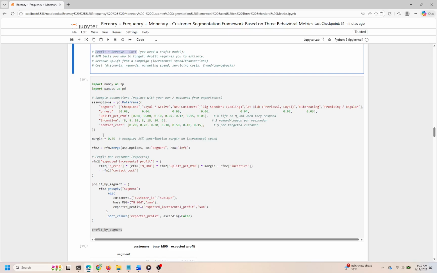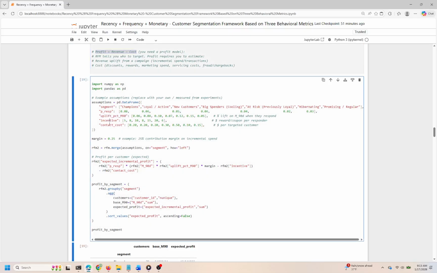Cell 13. In this cell, we focus on analyzing customer segments to estimate expected incremental profit from targeted marketing efforts. This step is crucial because it helps us understand which segments may yield the highest returns, guiding us in allocating resources effectively. We begin with an assumptions data frame containing several segments, each with different probabilities of response, expected uplift percentages for their spending over the past 90 days, monetary incentives for participation, and contact costs. These variables play a vital role in calculating the expected profit from marketing initiatives tailored to each segment.